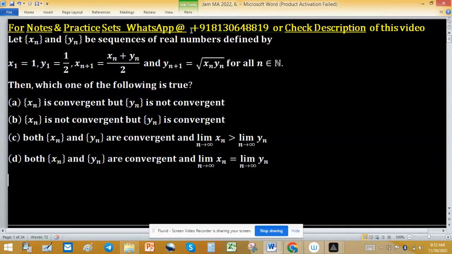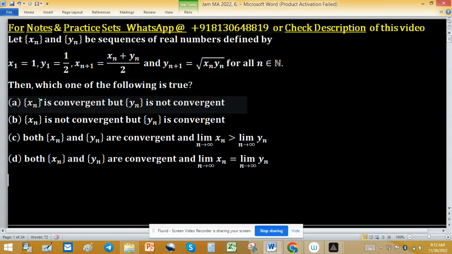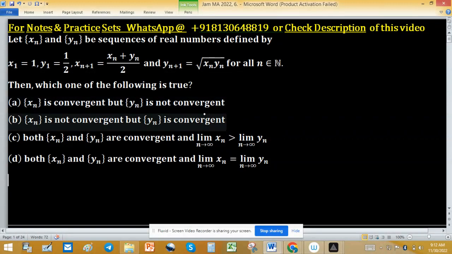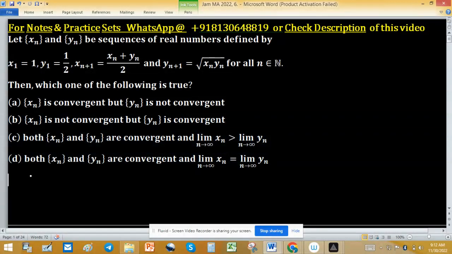Xn and Yn are sequences of real numbers defined as you can see on my screen. Then which of the following is true? Xn is convergent, but Yn is not convergent. Xn is not convergent, but Yn is convergent. Both are convergent and the limits are equal or different. This type of options are given in your question.